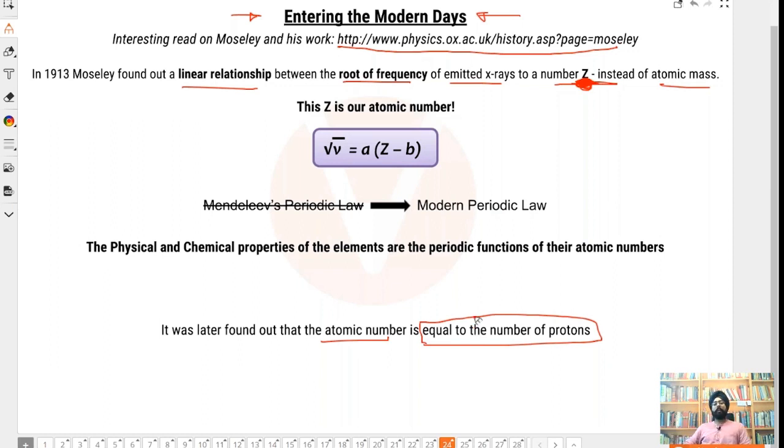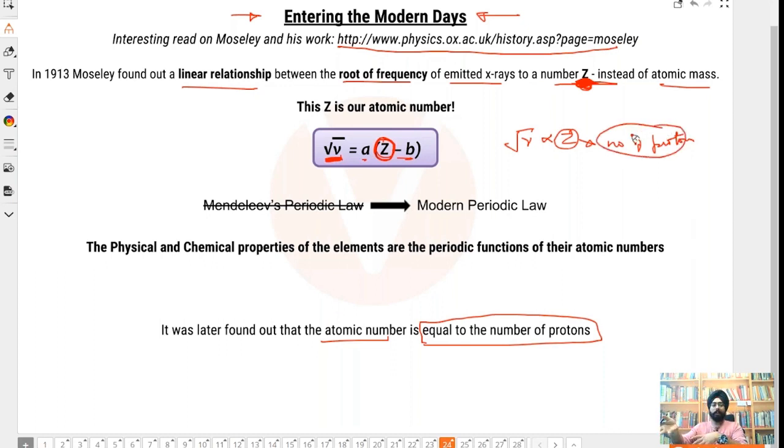This experiment again is not necessary for you to understand. The only thing that was happening is that the frequency of the emitted X-rays, now that you know spectrum and everything, it is super easy for you to understand. The root of frequency of the emitted radiations which were in the X-ray region is some constant into the atomic number minus some constant. So it is basically root of nu is proportional to your atomic number. Z is the number of protons.